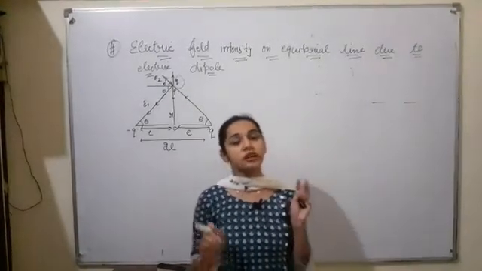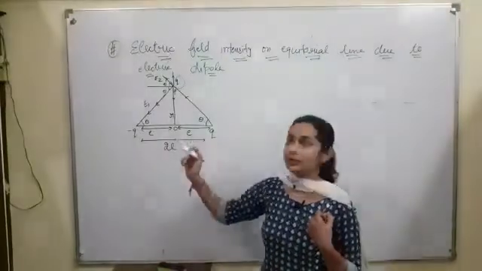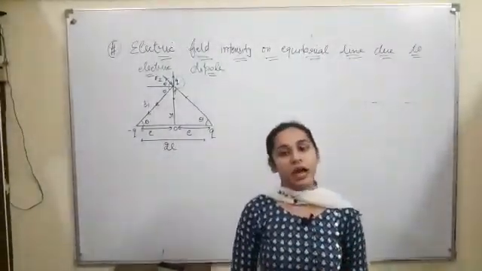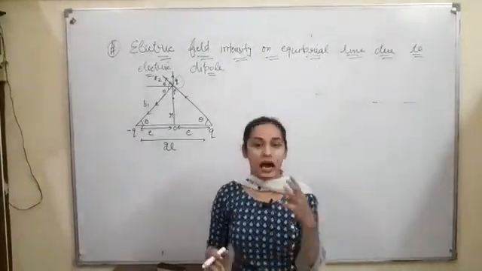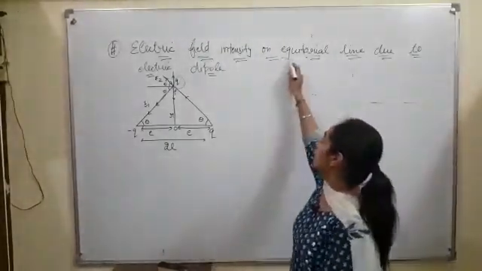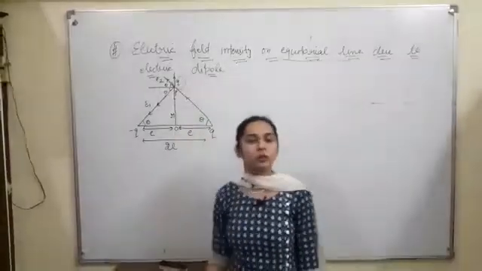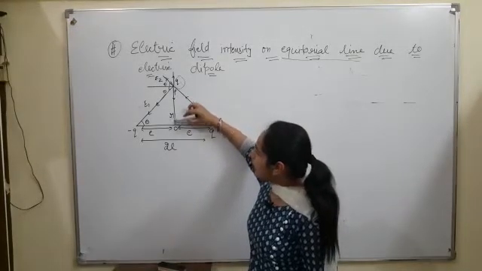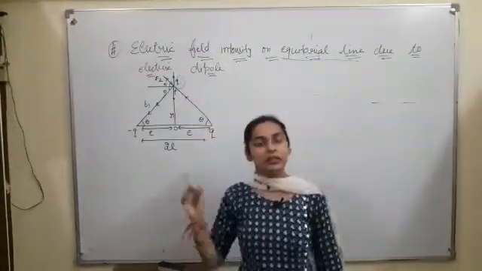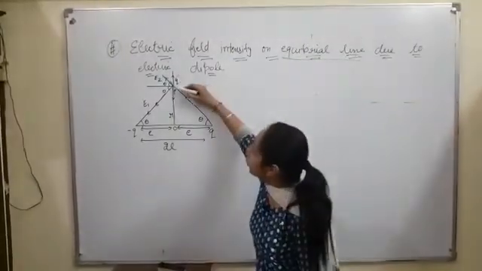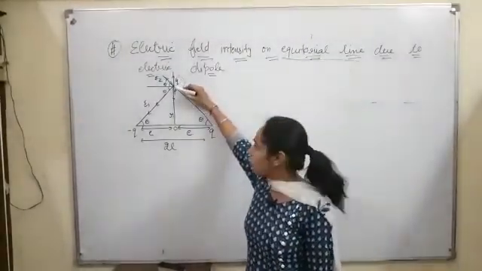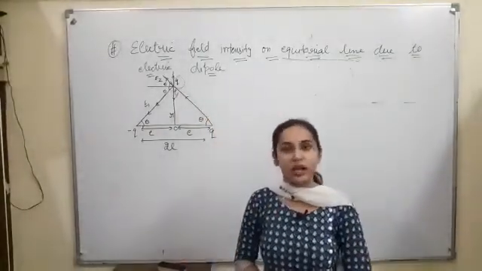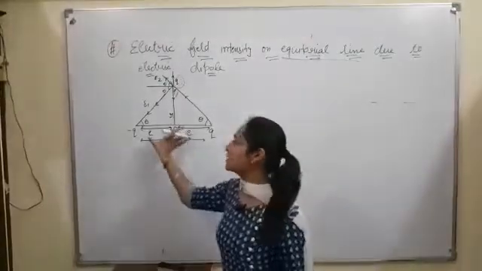Hello students, so today we are going to start a new topic, that is electric field intensity on the equatorial line. Yesterday we did the axial line and this time we are going to discuss the equatorial line. The difference is only that in this topic we are taking the equatorial line and finding the electric field intensity on the point P. This point P is my observation point where I want to find the electric field intensity due to this dipole.